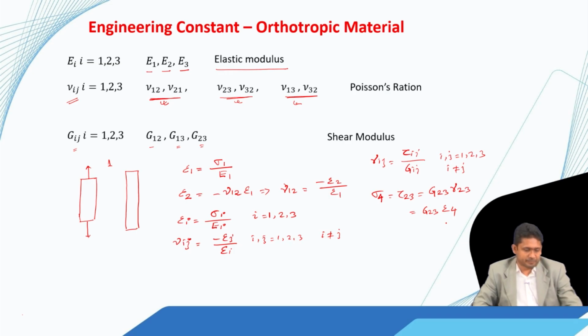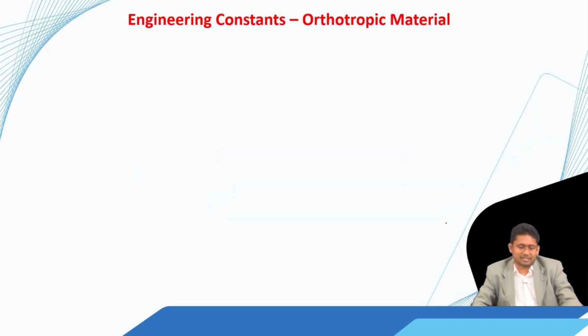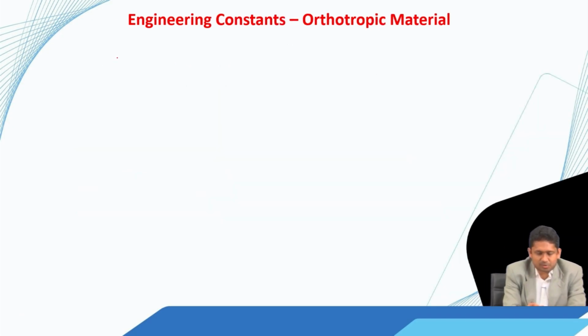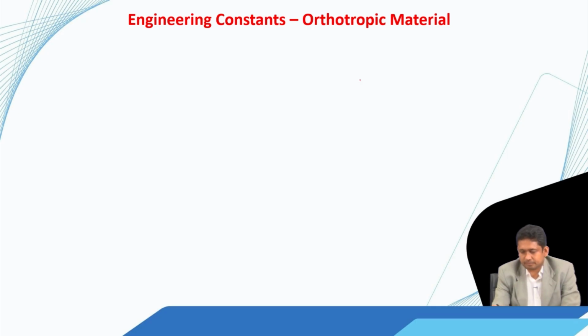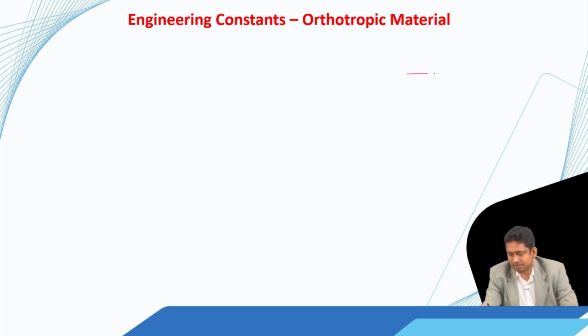Now, we will write the constitutive relation in terms of these engineering constants. So let us say that we have a 3D body in a coordinate system 1 2 3.